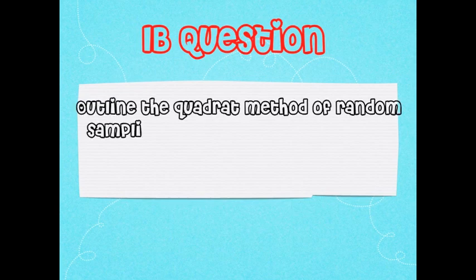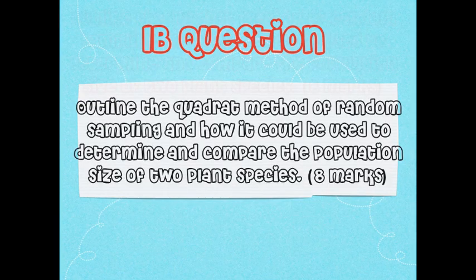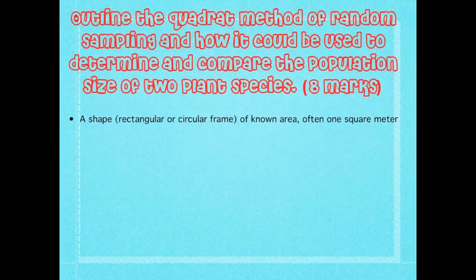How can my method be applied in our test? The sample IB question I found was: outline the quadrat method of random sampling and how it could be used to determine and compare the population size of two plant species. The perfect answer will get a total of 8 marks. Now stop the video and write the answer on a piece of paper. Think carefully about the requirements of this method that was used in this video. The complete points are like the following.